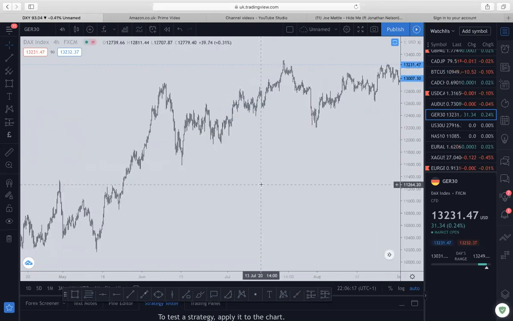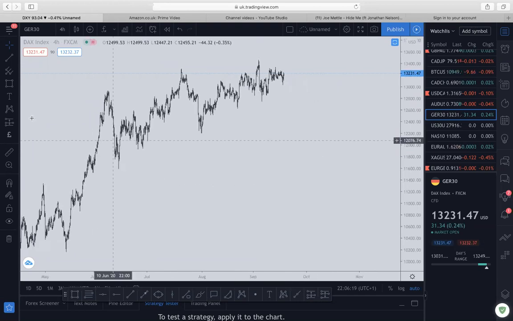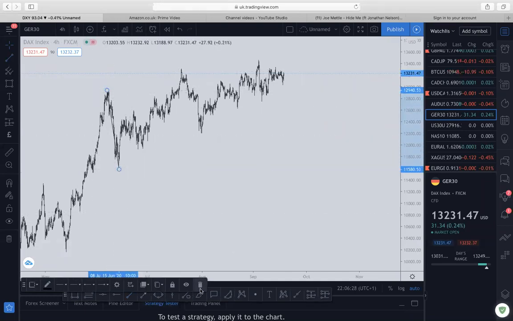Okay, let's look at this. Let's look at this, guys. So if I look at the bigger picture, this low, actually, let me use Elliott wave.